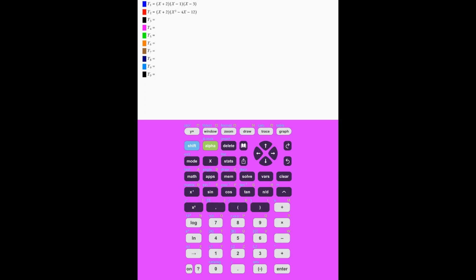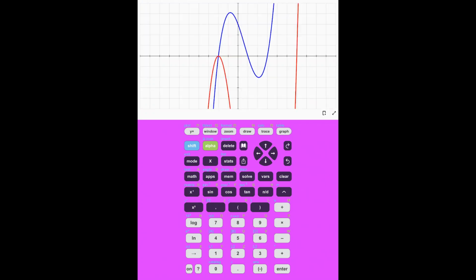So now that I have these two functions, I'm going to see if they are the same, they will be exactly on top of each other. It will look like one graph. If they are different, the two graphs will be in different locations. So let's take a look.